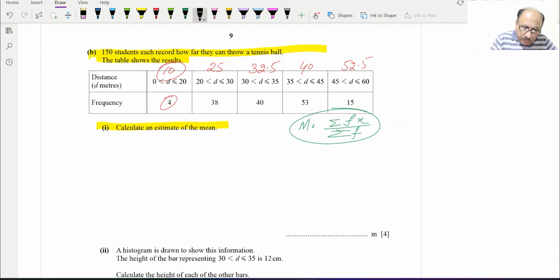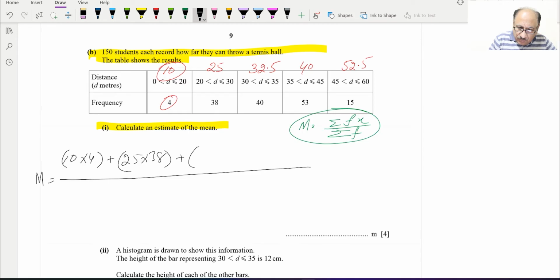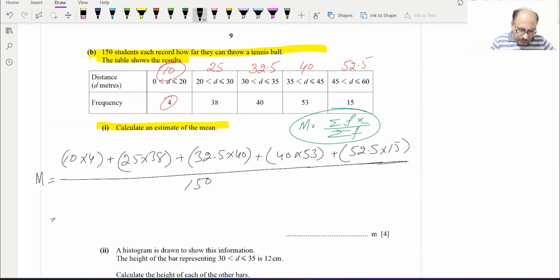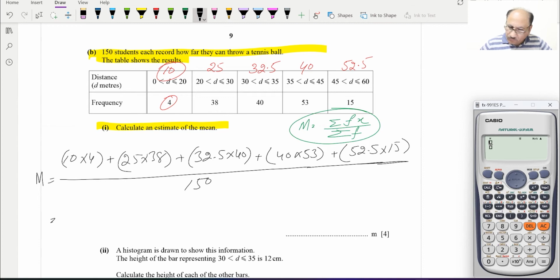So mean is equal to 10 multiplied by 4, plus 25 multiplied by 38, plus 32.5 multiplied by 40, plus 40 multiplied by 53, plus 52.5 multiplied by 15, and the whole divided by the sum of frequencies, which is 150. Now we can use the calculator to calculate this fraction.